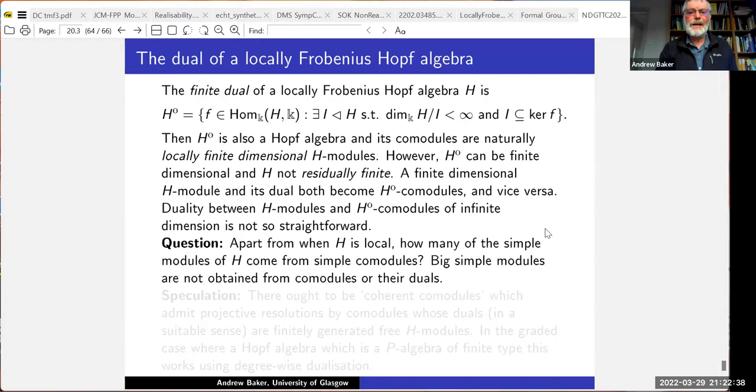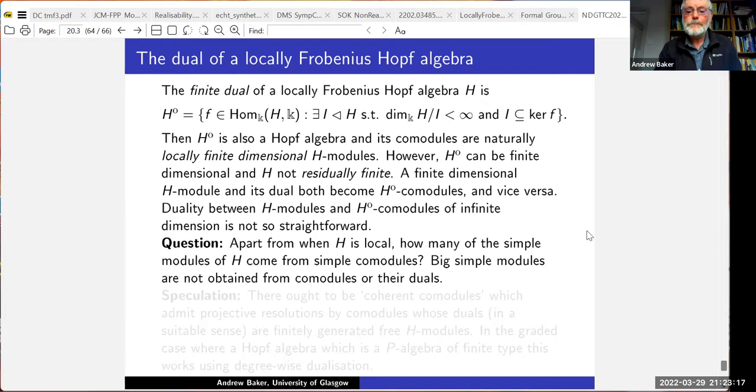You can obviously ask questions about, in the non-local case, what sort of simple modules do you get and how are they related to simple co-modules over H0 and things like that. So also that you might potentially have some very large simple modules for H. Presumably they're not going to come from co-modules for H0 in any obvious way.